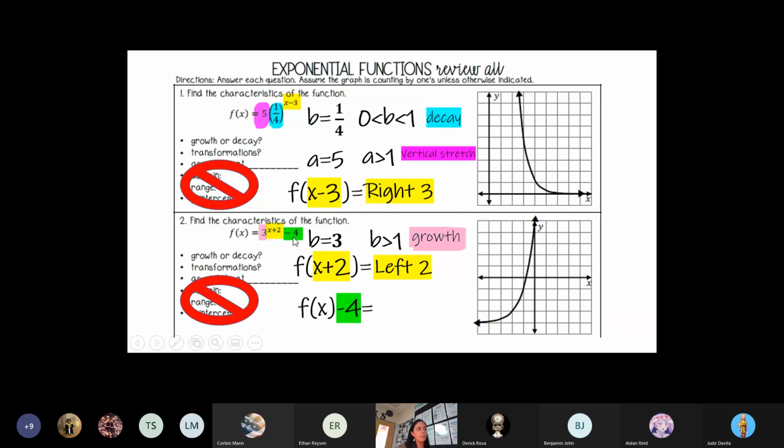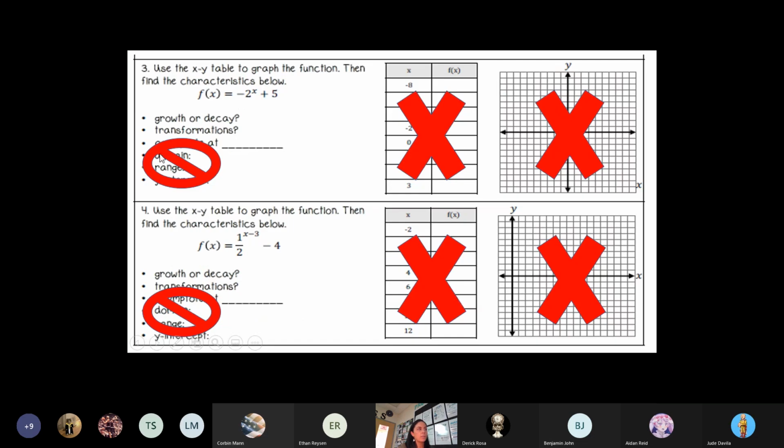Then I have this -4. In function notation, it would be written as f of x minus 4 because I'm subtracting 4 from the entire function, which is my y value, which is going to cause it to move down 4 units. Okay, that's questions 1 and 2. Let's take a look at number 3.